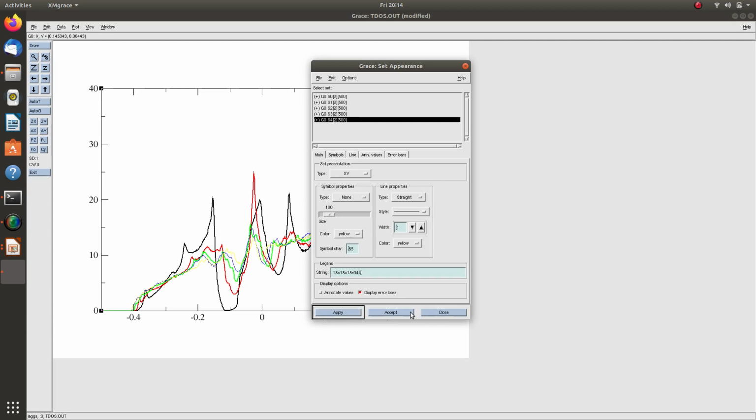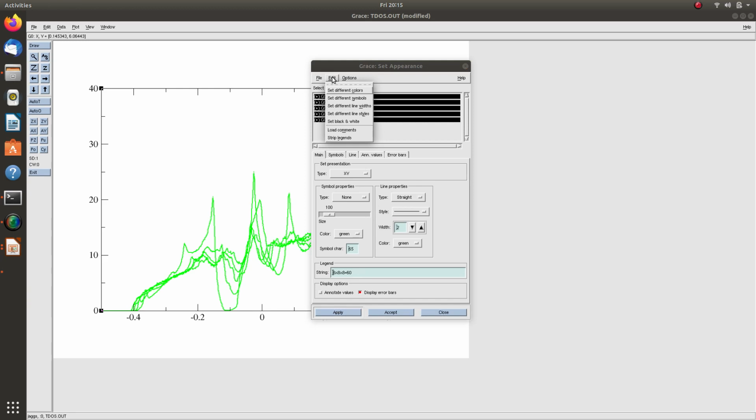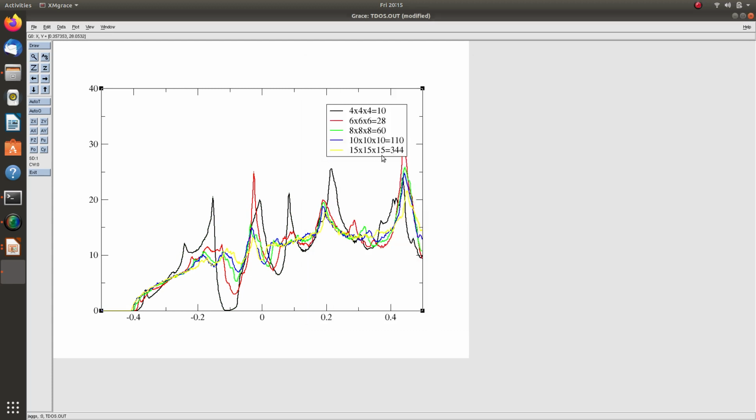To show you the things in a better manner, let me increase the width of all the lines and set up the colors. I think this, okay, that is visible here. This yellow color corresponds to the highest. Now you can see this black one was way different from this yellow one, but as we are now approaching higher and higher number of k points, these lines start to converge to each other.